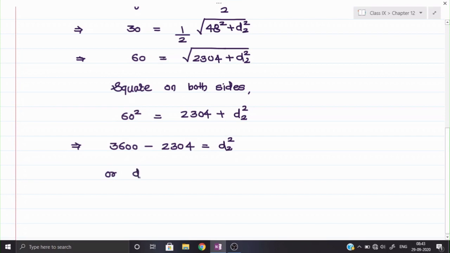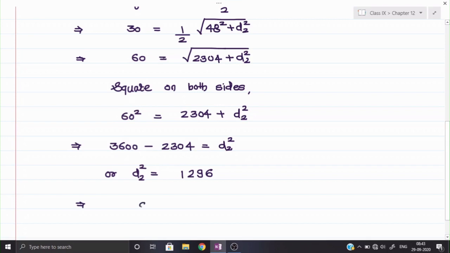Or we can say that the square of d2 is equal to, let us simplify: 10 minus 4 that will be 6, carry 1, 10 minus 1 that is 9, and 6 minus 4 that will be 2, and 3 minus 2 that is 1. So I think it will come 1296. Now 1296 will be a square of which number, that we shall find out.